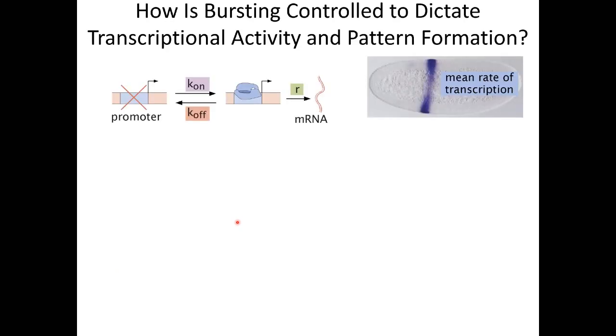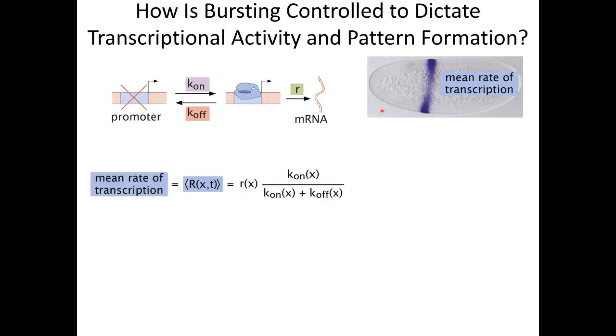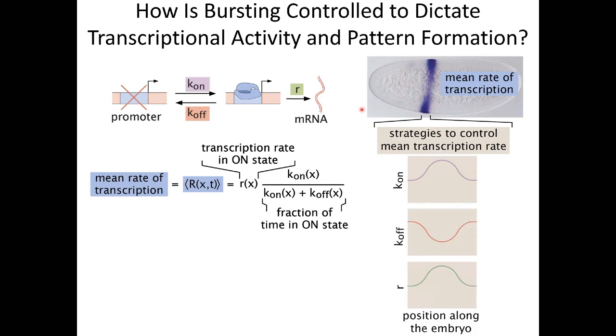So given that we know that these cells are bursting, how do they regulate this bursting dynamics in order to realize this average pattern of gene expression in the cytoplasm? If you go through the math, what you get is that this mean rate of transcription is given by a term that talks about the fraction of time spent in the on state, multiplied by the transcription rate when in the on state. What this tells you is that you can realize a stripe of gene expression by upregulating K on in the middle of the embryo, or, sorry, downregulating K off, or upregulating R, or any combination thereof.